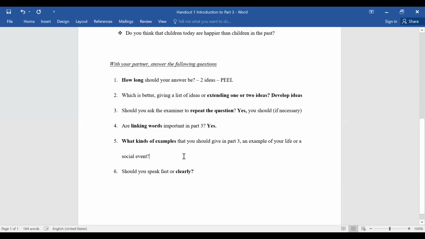Number 5, I would like to discuss this question with Tu Chang. Tu Chang, what do you think? Question number 5. Yes, teacher, I think we should give an example of a social event. This is a very interesting question, and I would like to discuss with you a little bit more. So here, okay, this is my answer.